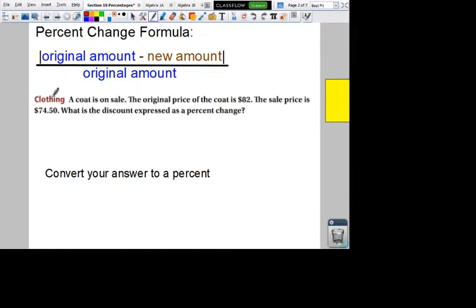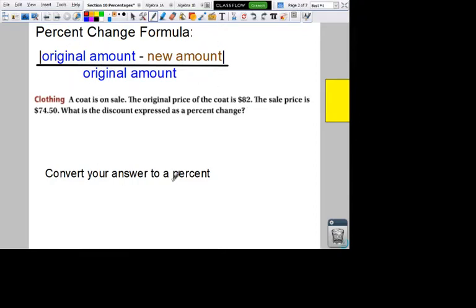So I'm going to go ahead and look at this little story problem right here. They're basically all story problems today. They're not super tough story problems. We just got to read through it. So it says a coat is on sale. The original price of the coat is $82. The sale price is $74.50. What is the discount expressed as a percent change?